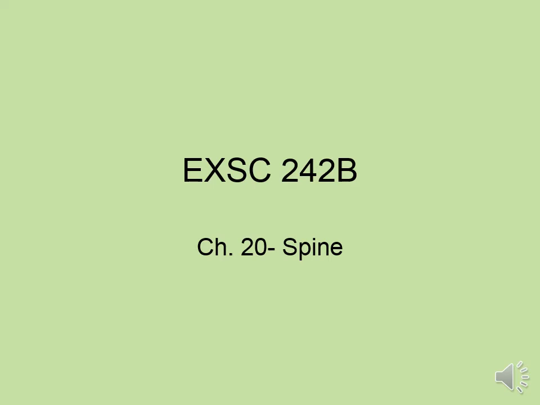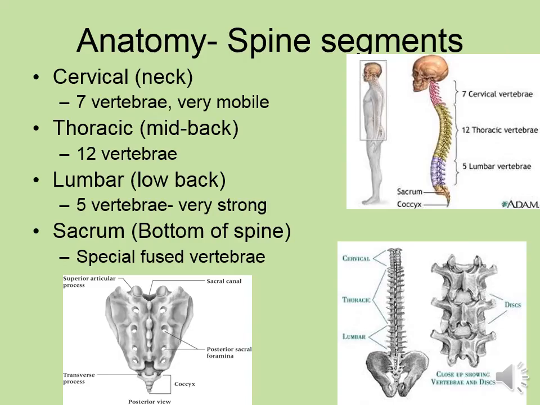In Chapter 20, we will be going over the spine. The spine has three main segments, with the sacrum also added on down at the bottom. So our main segments of the spine are the cervical spine, the thoracic spine, and the lumbar spine. So cervical spine is in the neck, and there are 7 vertebrae here.